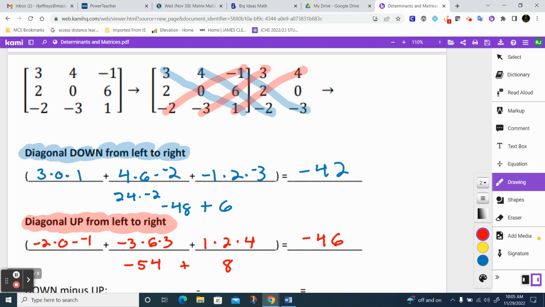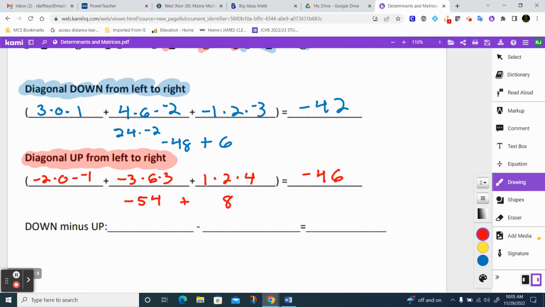Okay. Now, all right. Do y'all have that written down so far? All right. Now we're going to do the down minus the up. So that's our down, that's this. So -42 minus the up, which is -46. Okay. Remember, minus a negative is plus a positive. This actually changes to 4. Yes, we did all that work just to find out that it's 4.